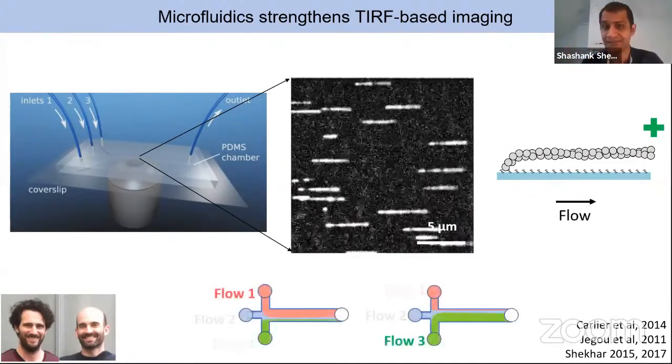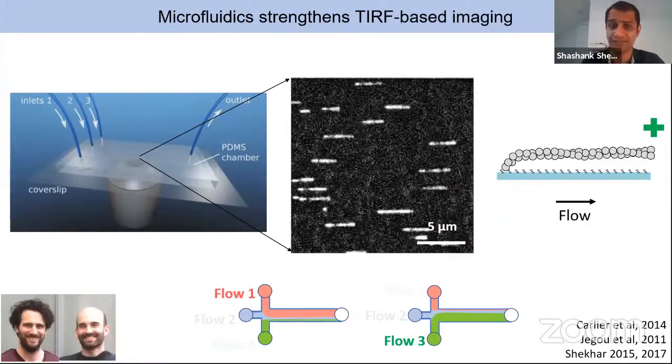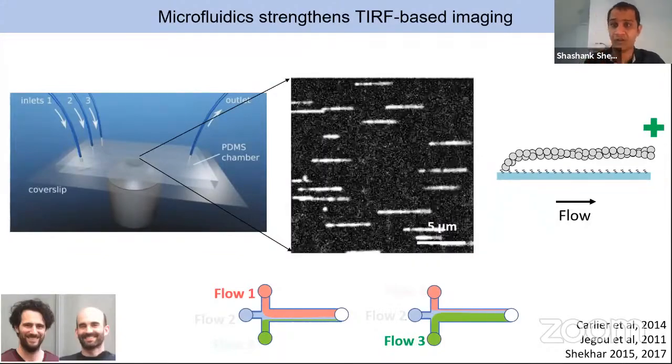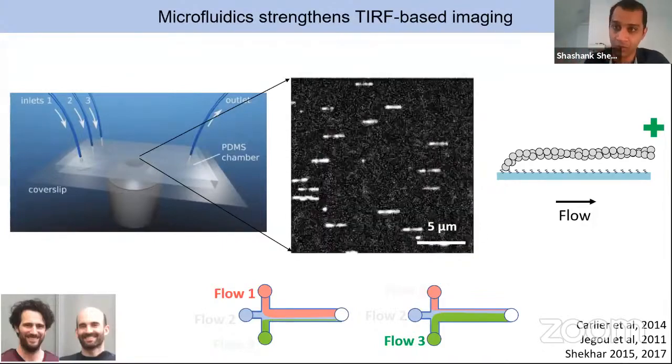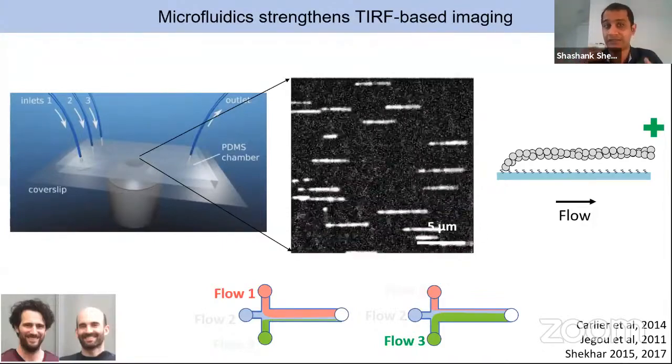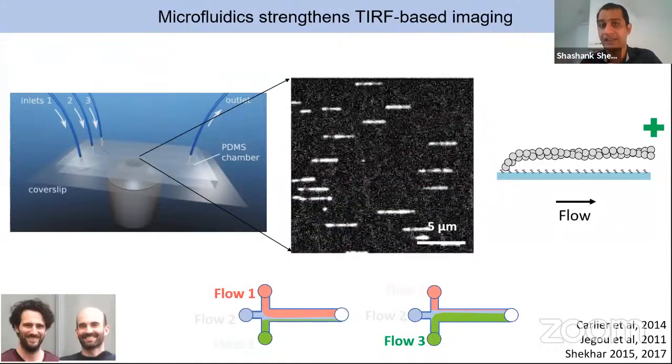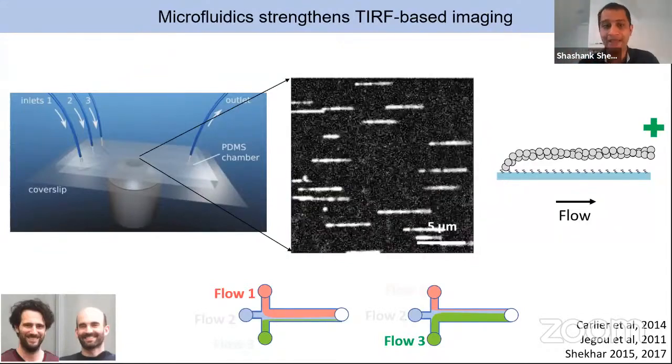The second thing that's really important for us as biochemists or biophysicists is to be able to define T0. At what point did a new condition get introduced into the field of view? We can do that as well because this system is controlled from the computer. We can change conditions very quickly, and that's exactly what we do.